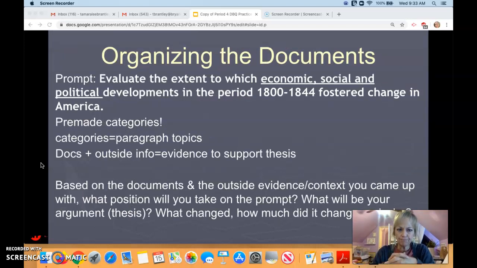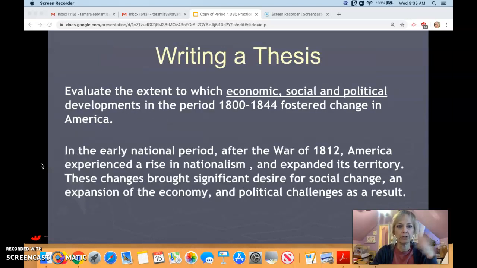Now, if you think about organizing the documents, that wasn't part of your assignment, but you would want to think, does this document help support or explain a political change, a social change, or an economic change, and then organize them that way. And I like it when they ask you that because it makes the categories easy for you. So if we were writing a thesis statement, maybe something like this.